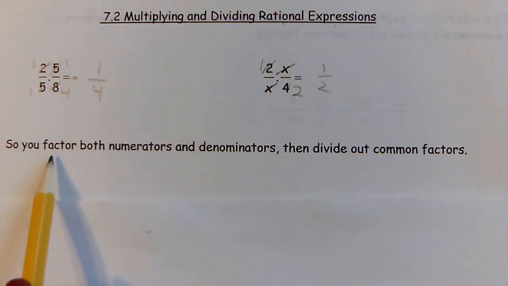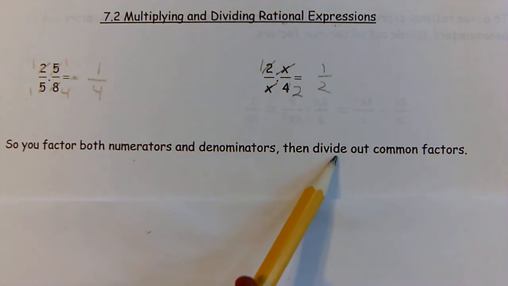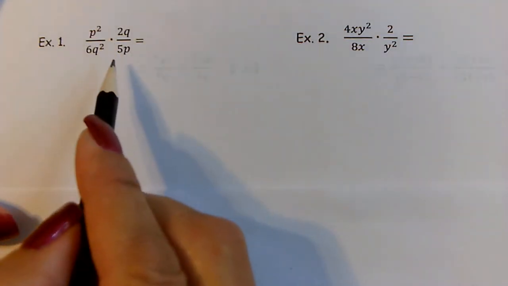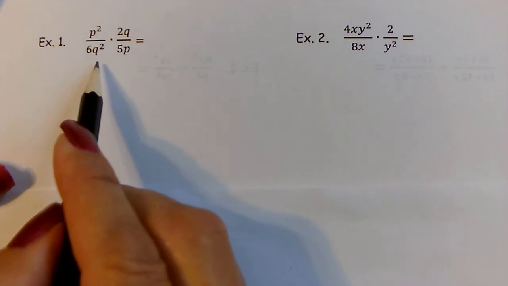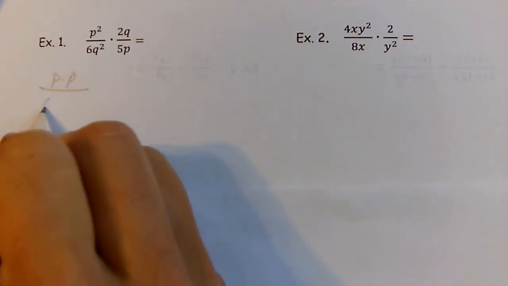So what we're going to be doing differently now is we need to make sure we factor completely both numerators and denominators, then divide out common factors. So factor, factor, simplify, simplify. So here we have no addition and subtraction signs, so there's nothing to factor, but you can write it in expanded notation.